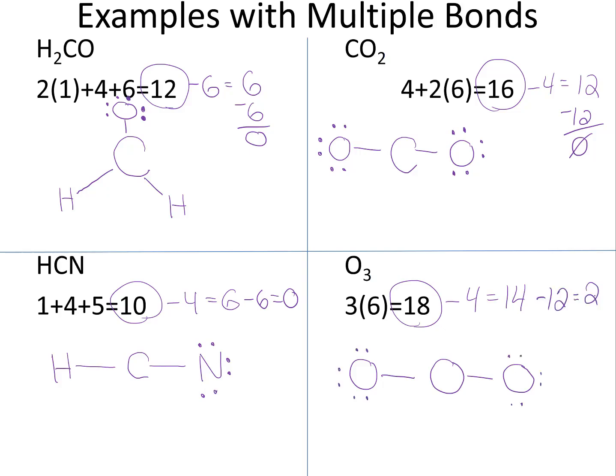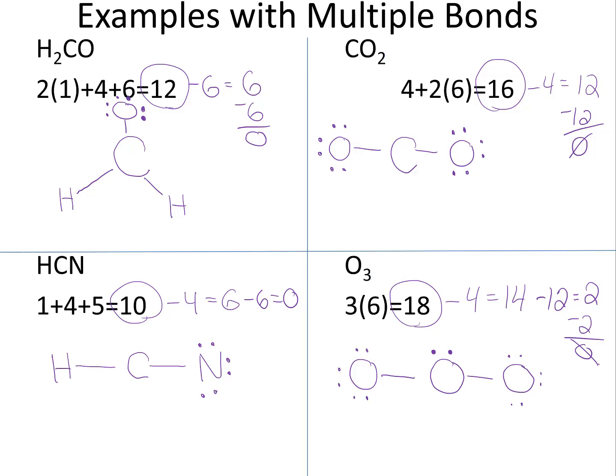The next step is to take any electrons that remain in the valence electron count and put them on a center atom. In the first example, no electrons remain. In the second example, no electrons remain. In the third example, no electrons remain. In the last example, ozone, O3, 2 electrons remain. At this point in each of the examples, we have used up all our valence electrons.